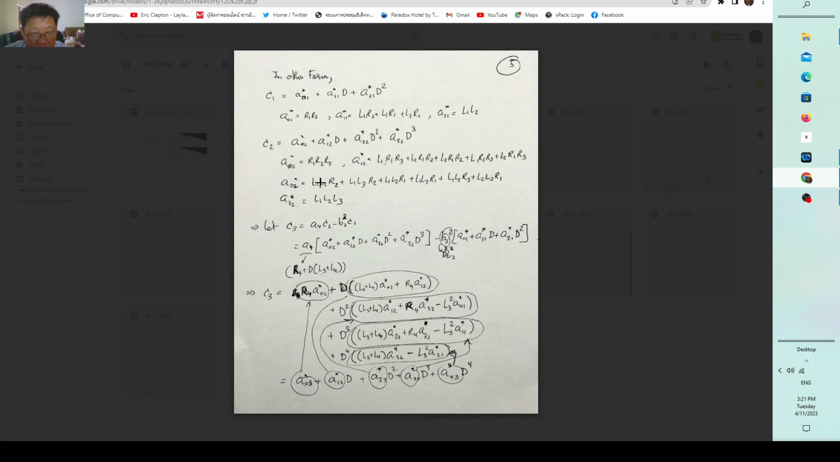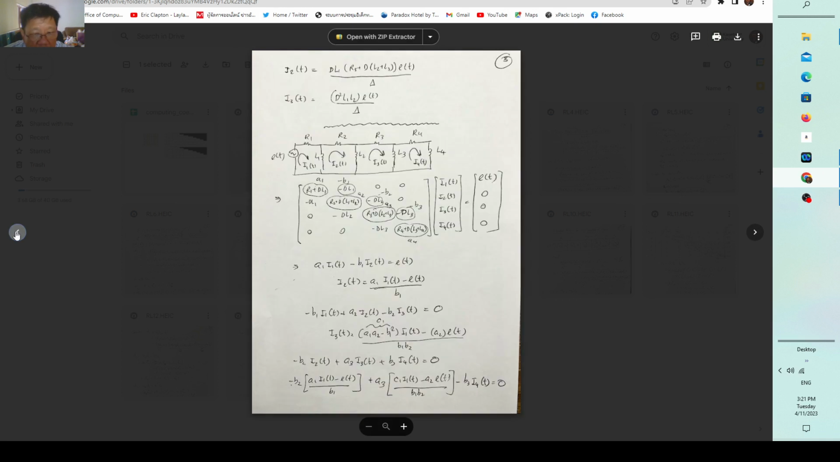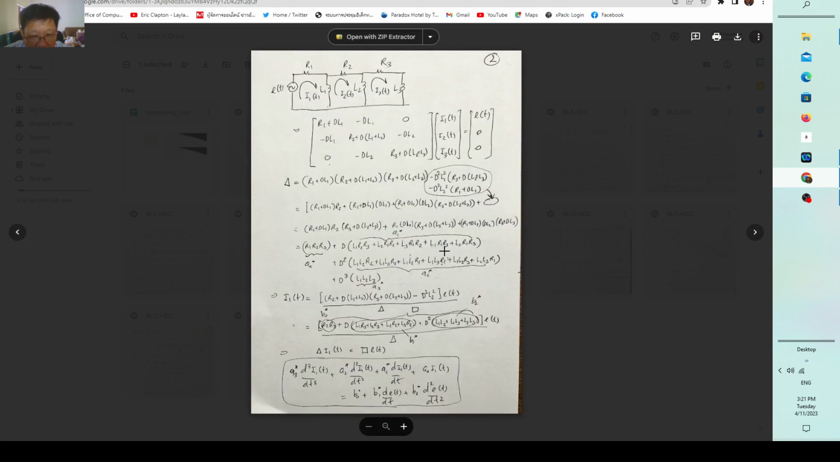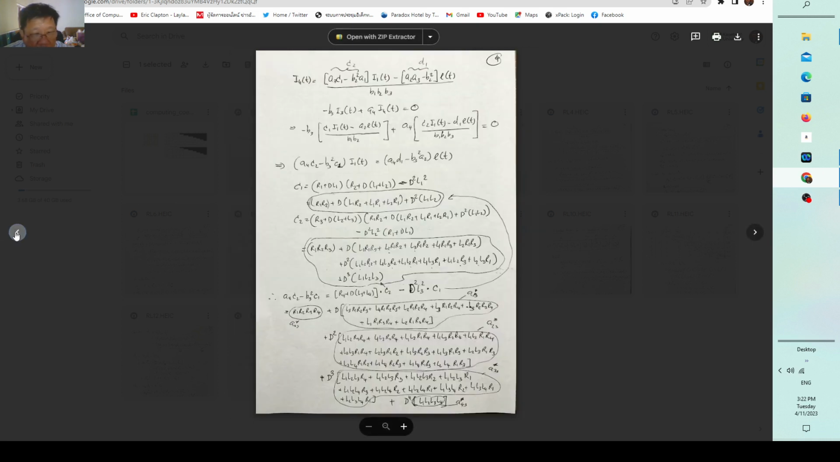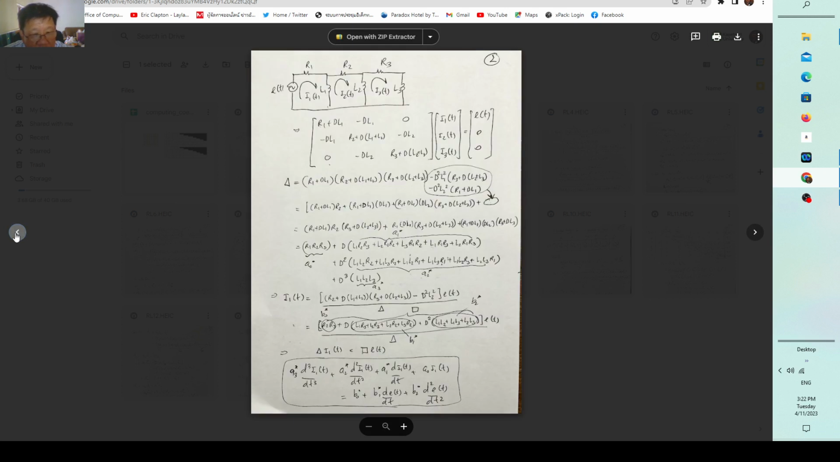And L1, R1, R3. This one, L1, R1, and L2, R1, R3. L2, R1. So this one should be R sub 2, okay, not R sub 1. L sub 1 times R sub 2 times R sub 3. Okay, I made a wrong substitution on this page, but actually the correct one is in over here. Okay, this one. This is the correct one.